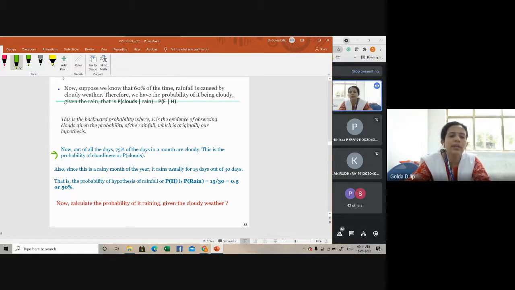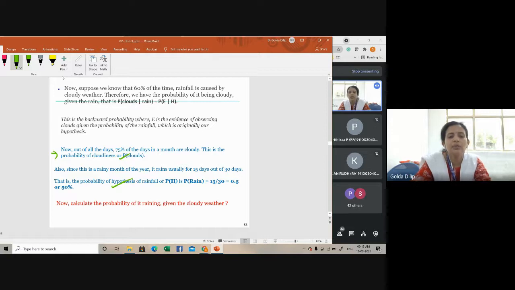Okay, so this is actually the probability of cloudiness, or P of cloud, you can say. Also, since this is a rainy month of the year, let's say that it usually rains 50%, in the sense, 15 days out of 30 days it rains. So with all these, we can compute the probability of the hypothesis of rainfall, P of rain is equal to 50%.